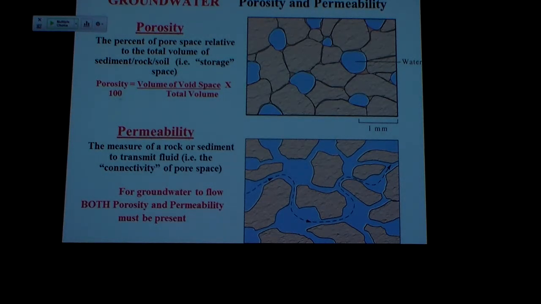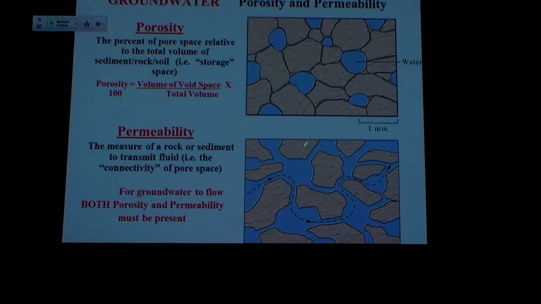So there are two things that we think about when we think about accommodating this water in the ground and moving it through the ground. The first is what we call porosity. And porosity is the void space between the actual physical grains of rock that make up the rock. Porosity is the void space, so this is where we store the water.